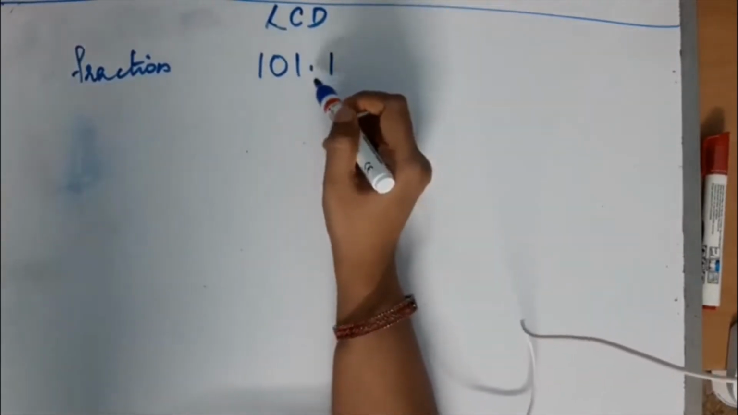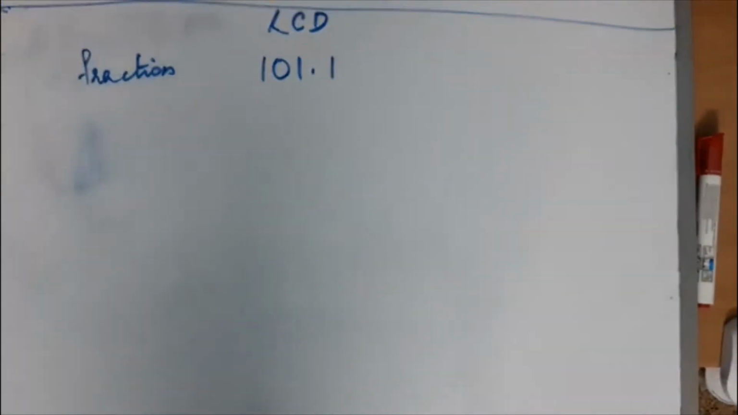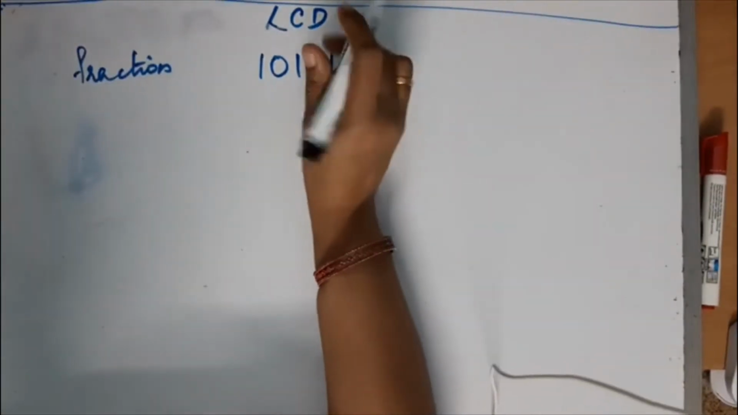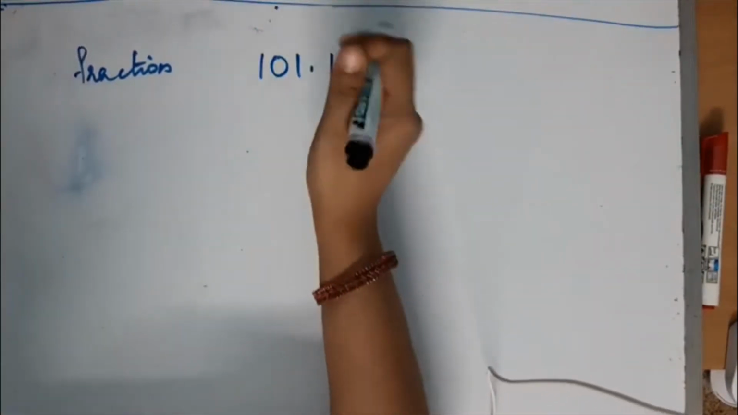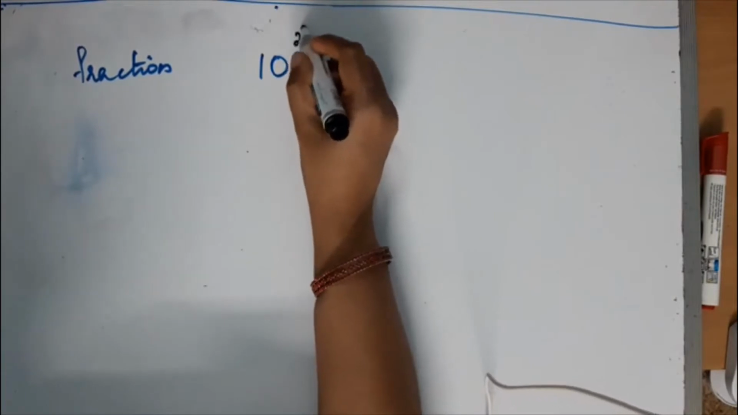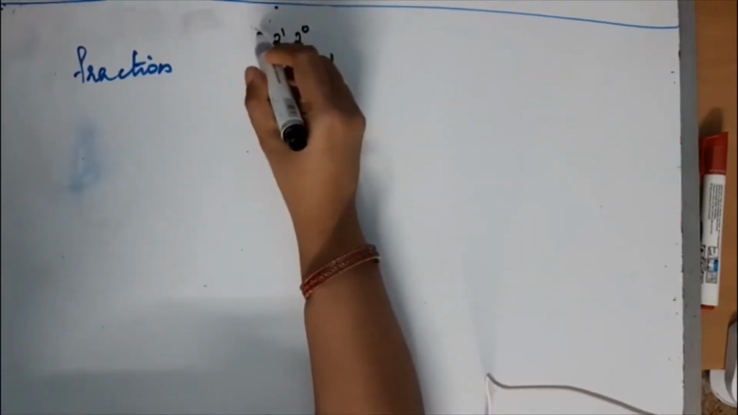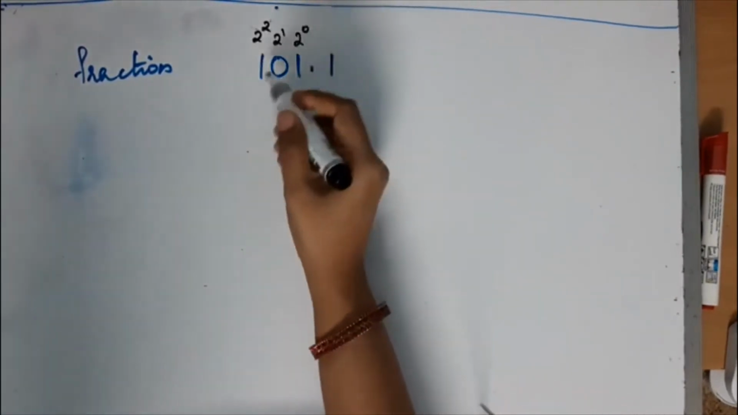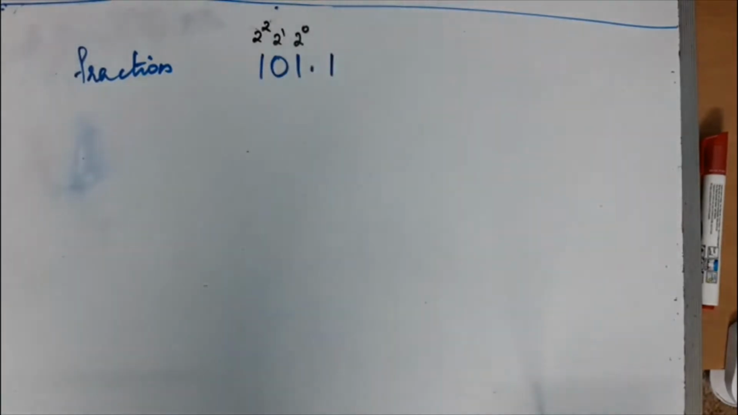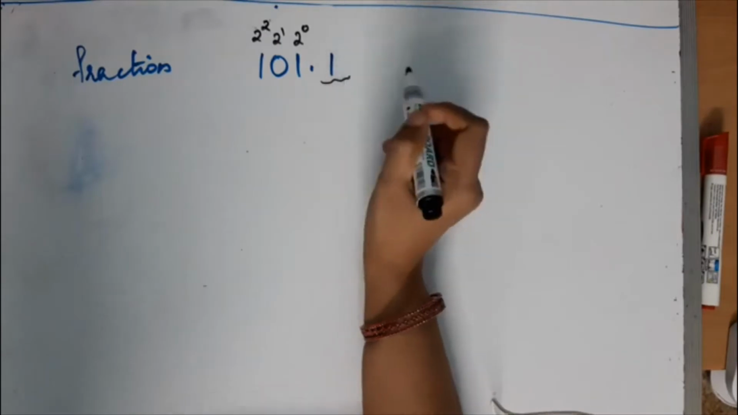So we've talked about how to deal with the whole number part. That is, here we'll write it as 2 raised to 0, 2 raised to 1, 2 raised to 2, and then we'll calculate the value. So how do you deal with this part?